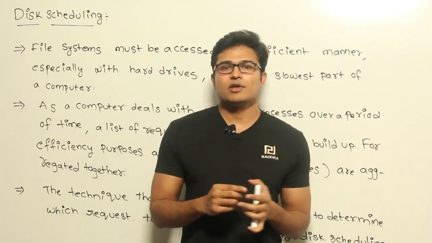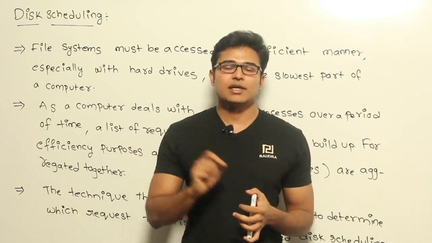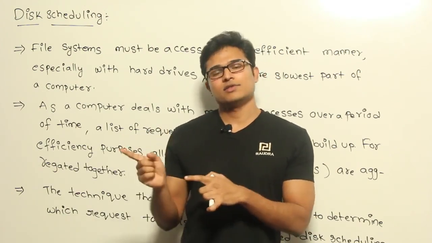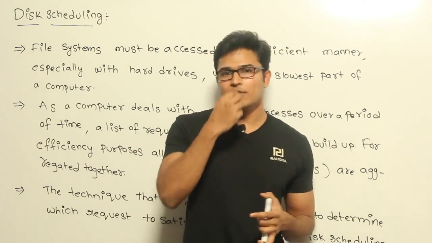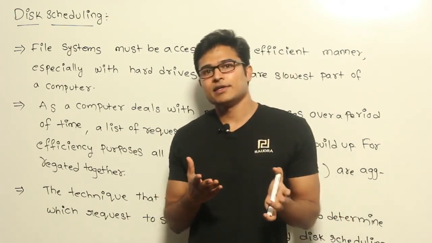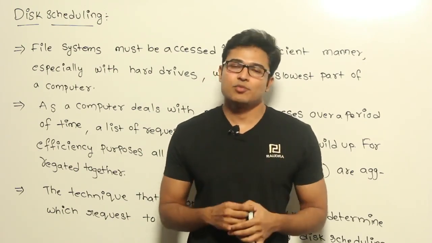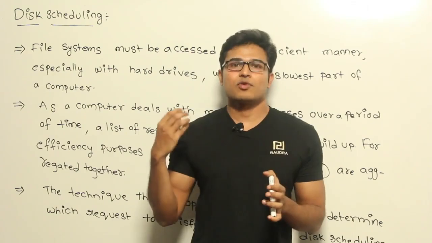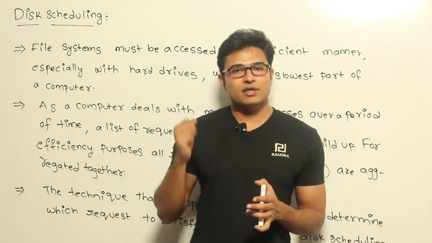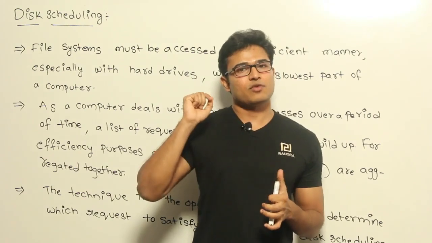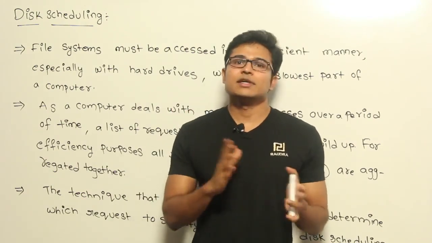Depending on the way you service a request, the overall time taken by the hard disk to process all the requests is going to vary. For example, if a process wants, let us say, sector number 10, and you provide it with sector number 10, and next another process wants sector number 11, if you provide the service to that particular process, you will not be wasting any time.